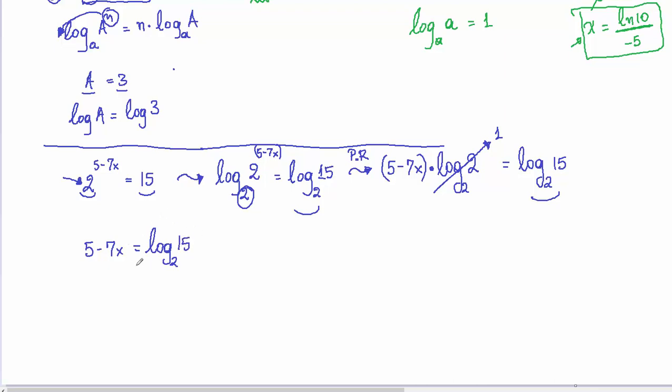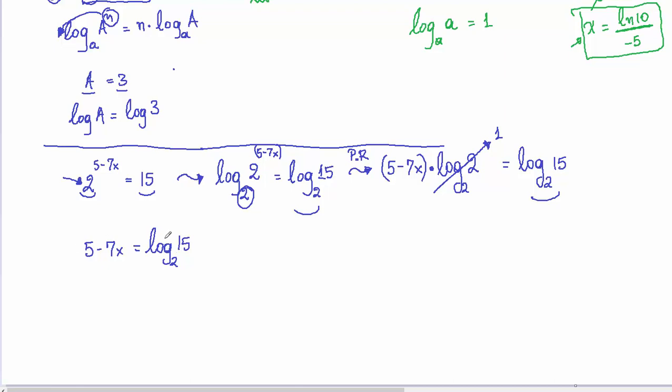Now, I want you to remember that the log of 15 with base 2 is just a number. I don't know exactly what number it is, but I can tell you it is something less than 4. Why? Because 16, which is a little bit bigger than 15, has a logarithm with base 2 equal to 4. So the logarithm of 15 should be something like 3.8. So it's a number, remember that. So I have 5 minus 7x equals this logarithm. You don't need to change it, you don't need to approximate it, but you need to remember that that's a number. And since it's a number, it's a constant.